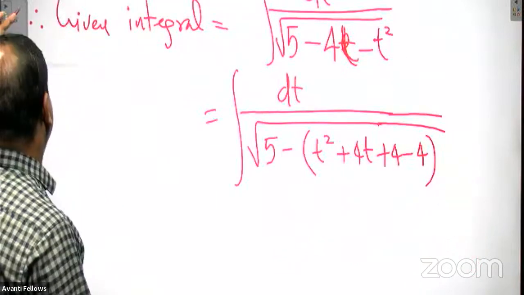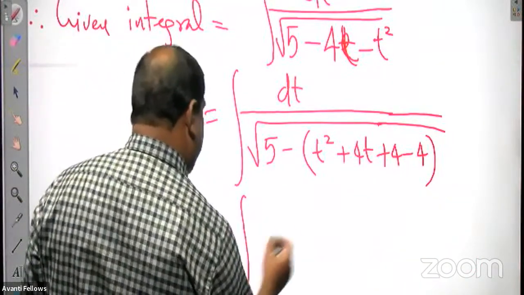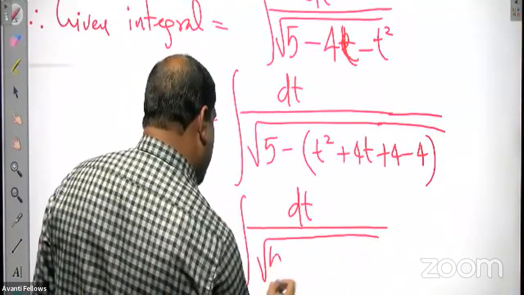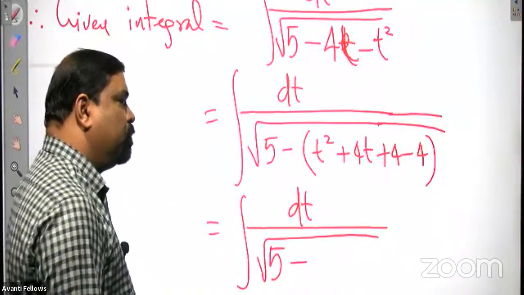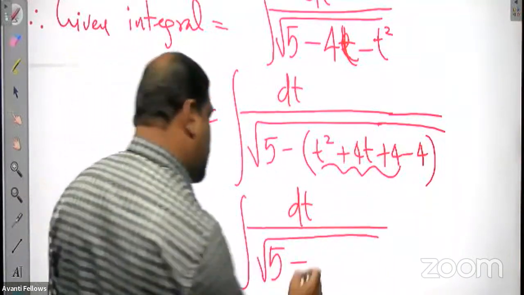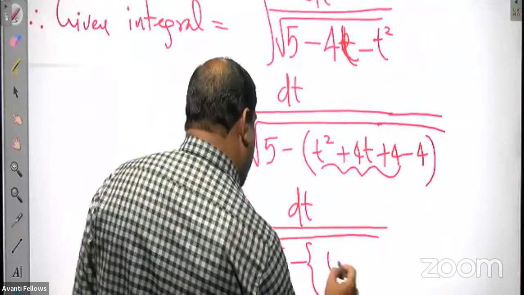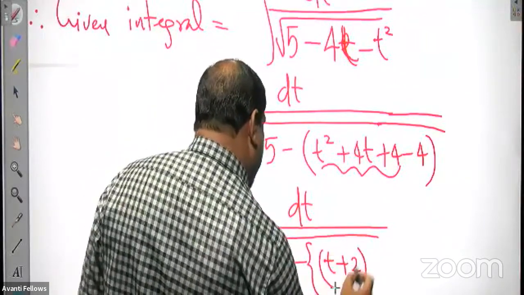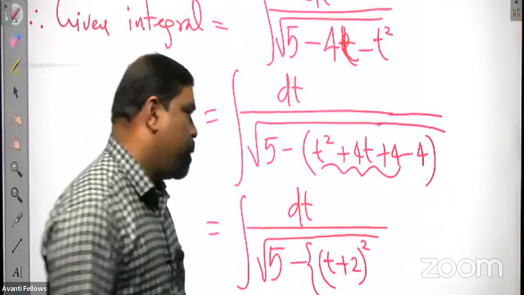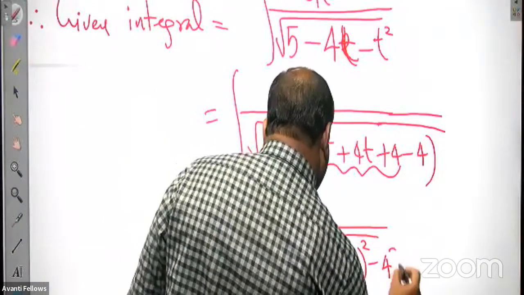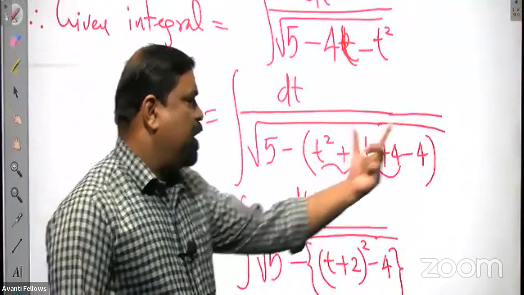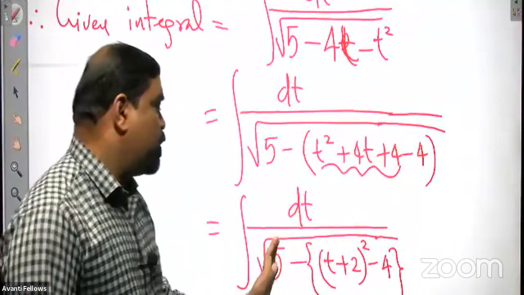So that is equal to the integral of dt upon root of 5 minus, up to here, t square plus 4t plus 4, that means t plus 2 the whole square. Okay, what is t plus 2 whole square? t square plus 4t plus 4 minus 4, everything inside the bracket. Okay, t plus 2 whole square minus 4. So everything is inside the bracket with a minus.